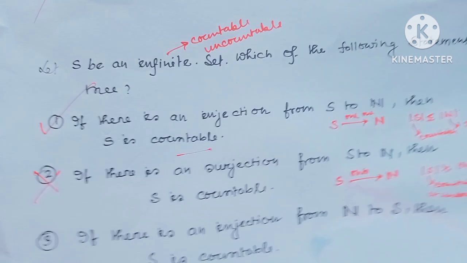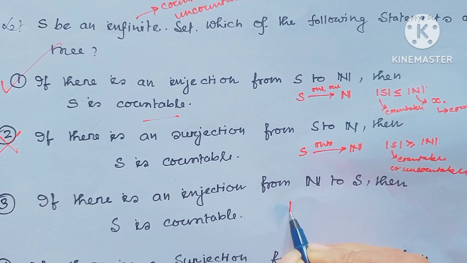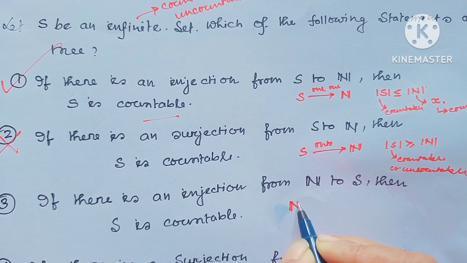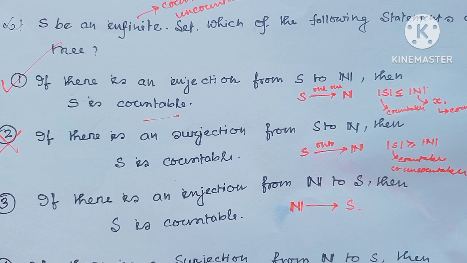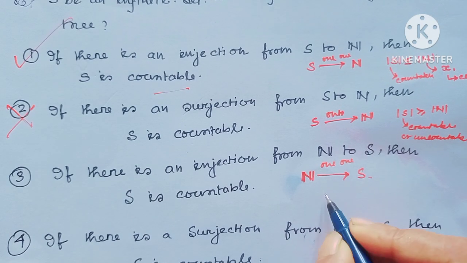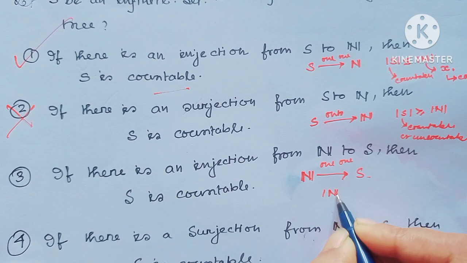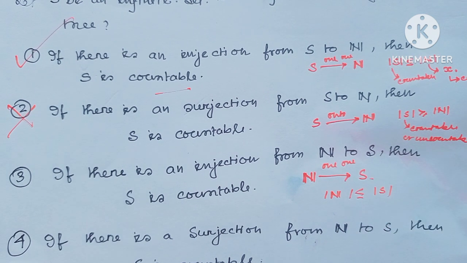Option 3 implies if there is an injection from N to S, the map from natural number to S, then S is countable. At first, try to answer. A 1-1 map means the cardinality of N is always less than, strictly less than, the cardinality of S.